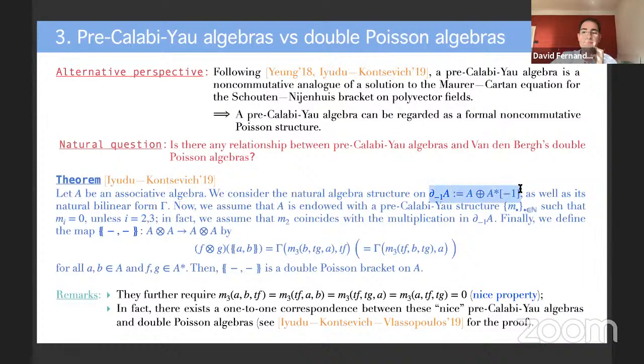Finally, we define this map from A tensor A to A tensor A in this way, okay? Using M3. And it's a very natural definition for two elements in A and two elements in A star. Then they prove that with this definition, this map is a double Poisson bracket on A, okay? Let me remark that they further require that when you evaluate M3 on two elements together of A or two elements together of A star, this is zero. And this is called the nice property, okay? This is a technical condition, but it will be very, very important. And in fact, they prove that there exists a one-to-one correspondence between these nice pre-Calabi-Yau structures and double Poisson algebras, okay? And the proof appears in this paper here.